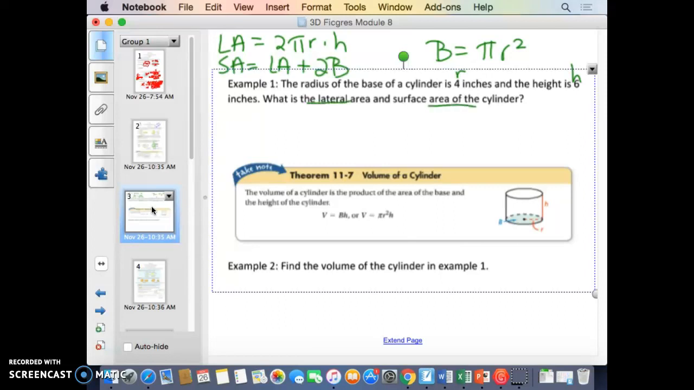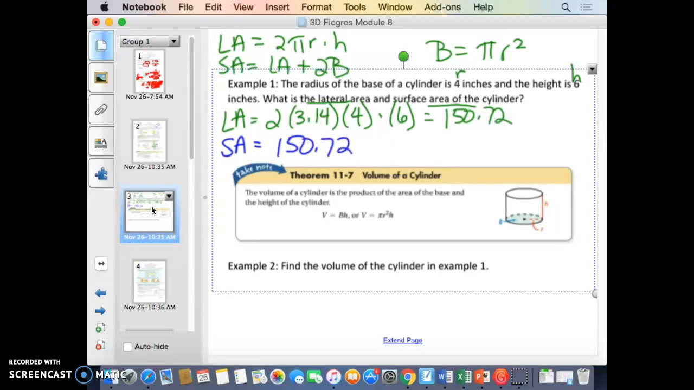Lateral area is going to be 2 times 3.14 times r, which is 4, times h, which is 6. You just literally type that in your calculator, go straight across, and you get 150.72. Now you can do the same thing for surface area. Surface area equals the lateral area, 150.72, plus 2 times the base.